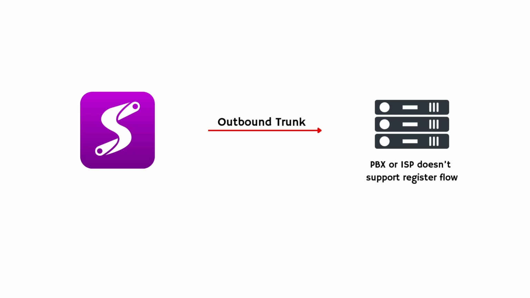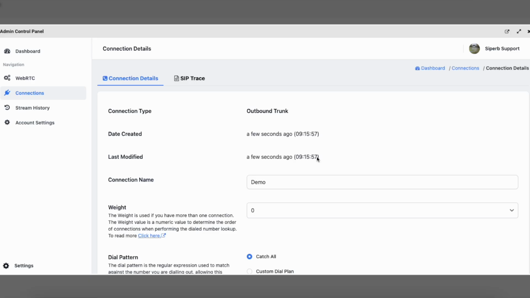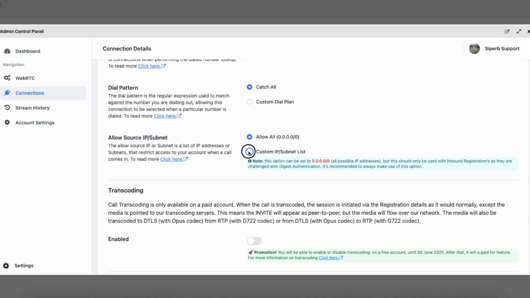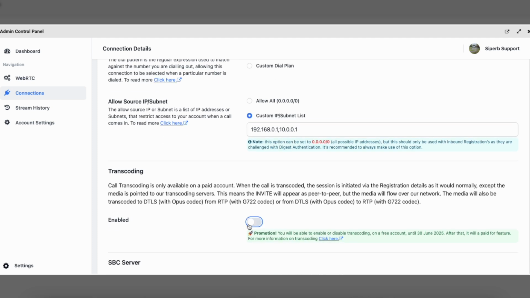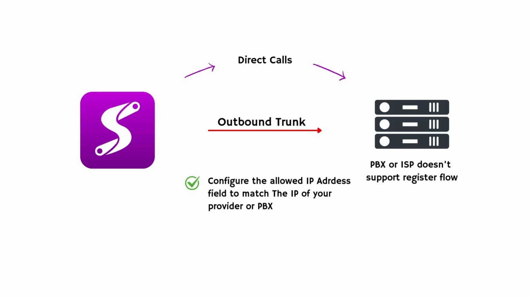Outbound trunk. This type is similar to outbound registration, but we won't be sending a register message. Calls will simply be sent directly to the PBX or ISP. However, there are credentials that are presented as part of the standard digest authentication. This option is ideal when you're connecting to endpoints with a static IP address. Just remember, when using an outbound trunk for incoming calls, you'll need to configure the allowed IP address field to match the IP of your provider or PBX.